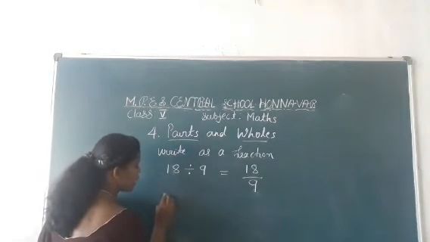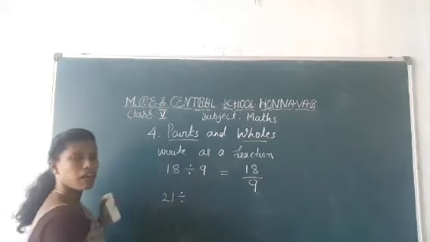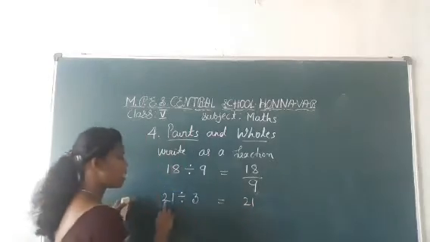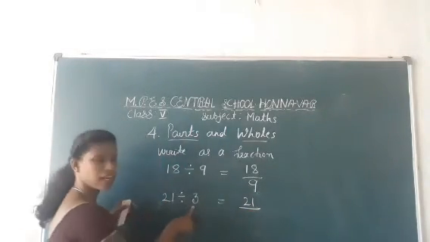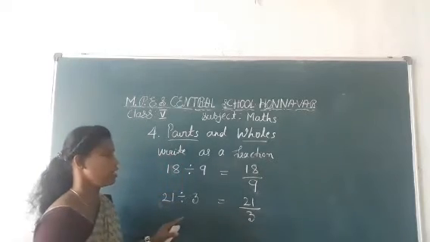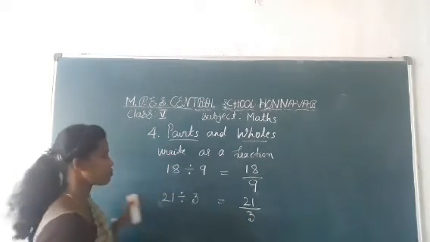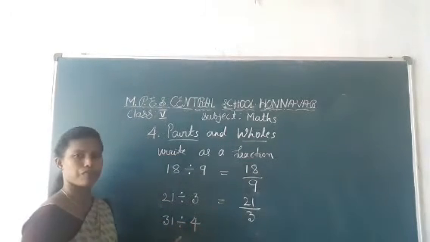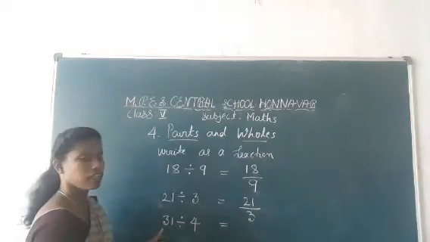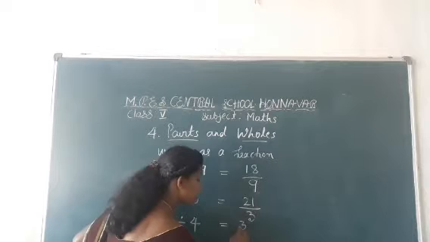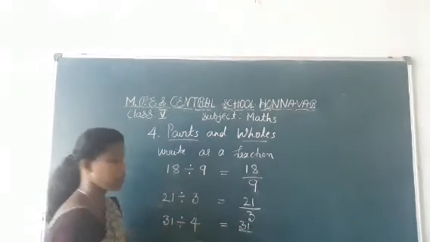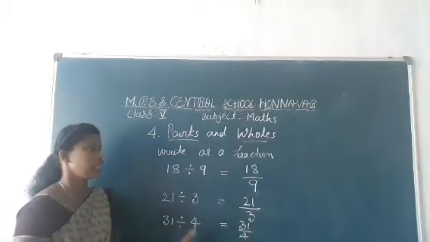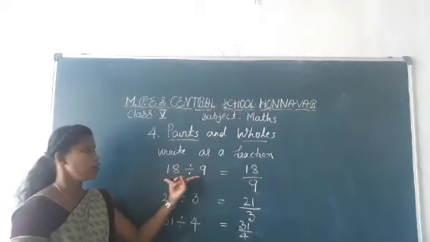Okay. Like this we write 21 divided by 3. Upper part we write numerator and lower part we write denominator. Okay, it is 21 by 3. Like this, 31 divided by 4. Same here, we write numerator in the upper part and denominator in the lower part. We can write it as 31 by 4. Okay, like this way we write the fractions.